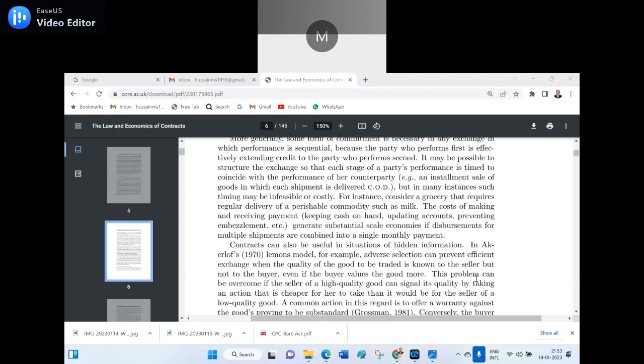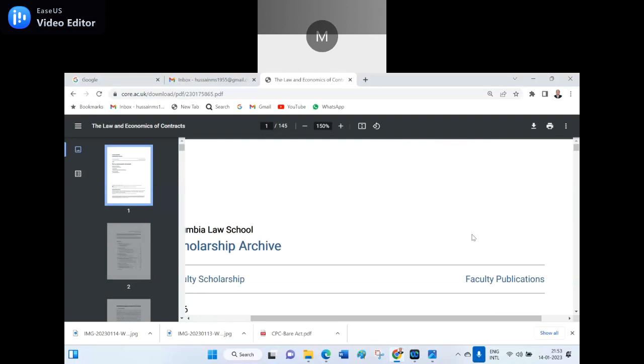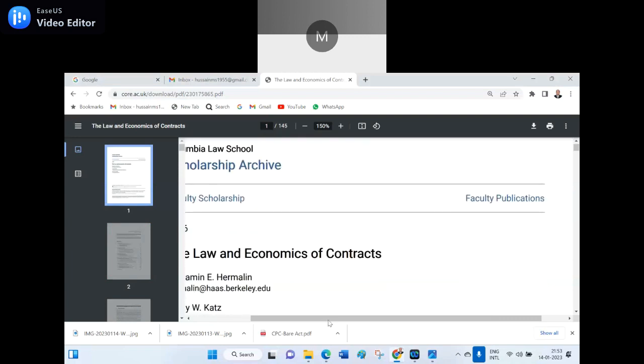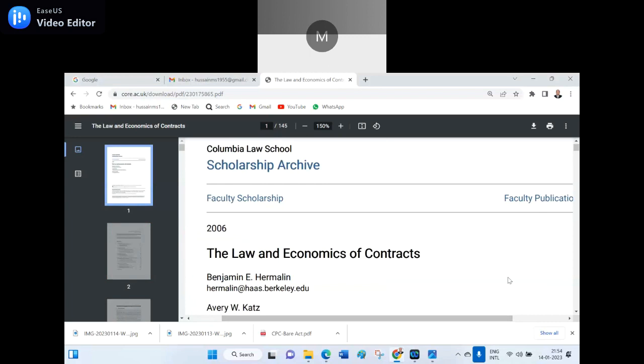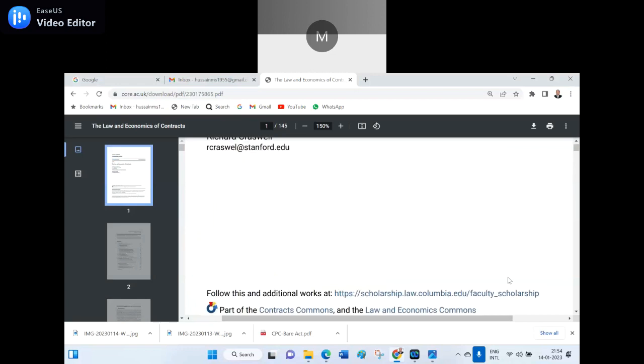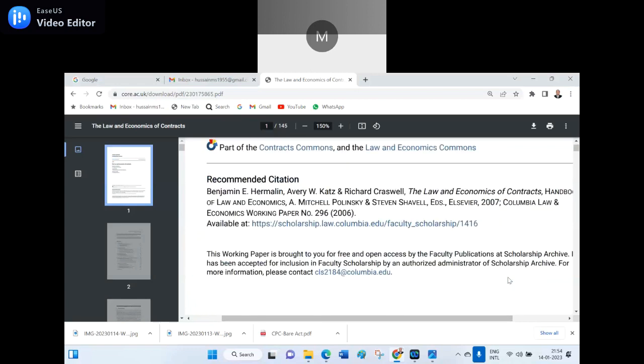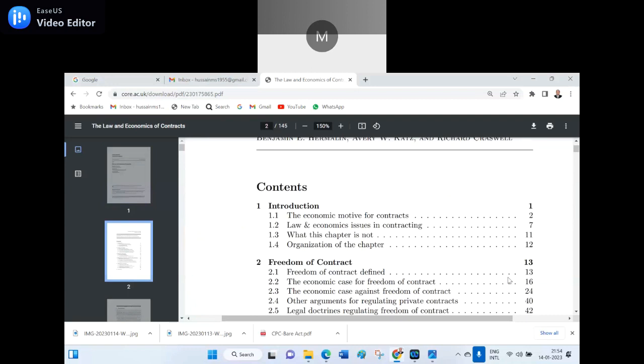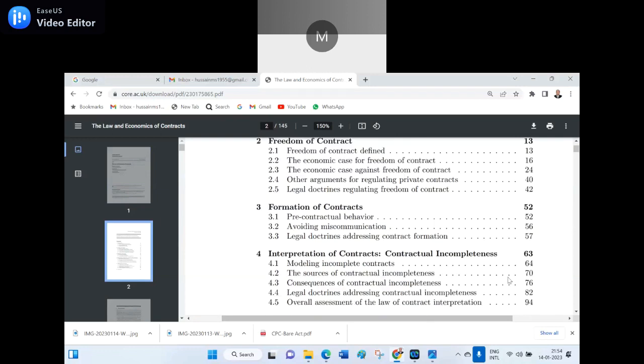Today, I think I posted this file to you already. I will show you the file name. See, this is the file name, Law and Economics of Contract, by Benjamin Hermalin. Please check it. I already posted it in my last class so that you could have a good knowledge of what I missed. Of course, it's very lengthy, but we will pick out certain points only, not all the points.